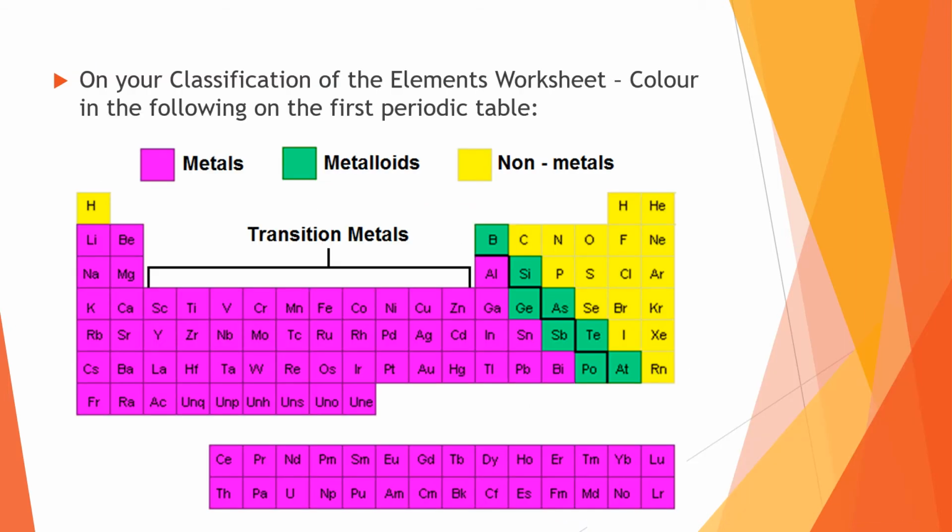Okay, on your classification of the elements worksheet, color in the following on the first periodic table. So this is just reiterating exactly what I just showed on the last slide. All the purple are elements that are metals. And then just in this little space right here, the middle area, those are transition metals, but still metals. And then along the staircase, over here, we call those metalloids, the green, and then to the right of the staircase in yellow are our nonmetals plus hydrogen.